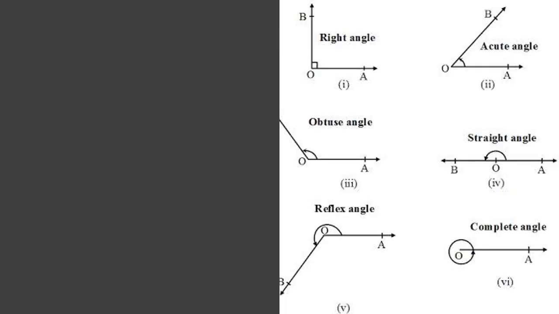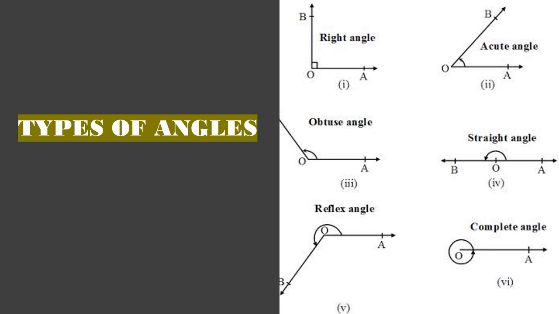Here are the types of angles which you have already learnt in your earlier classes. Acute angle, which lies between 0 and 90 degrees. Right angle, whose value is exactly 90 degrees. Obtuse angle, whose values lie between 90 degrees and 180 degrees. Then there is straight angle, whose value is 180 degrees. And then reflex angle, whose value lies between 180 degrees and 360 degrees. Then we have the complete angle, whose value is 360 degrees.